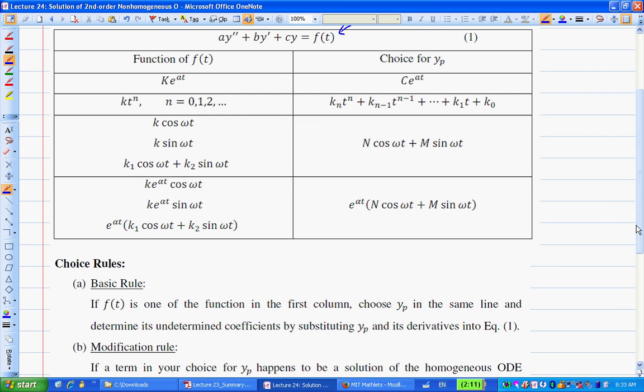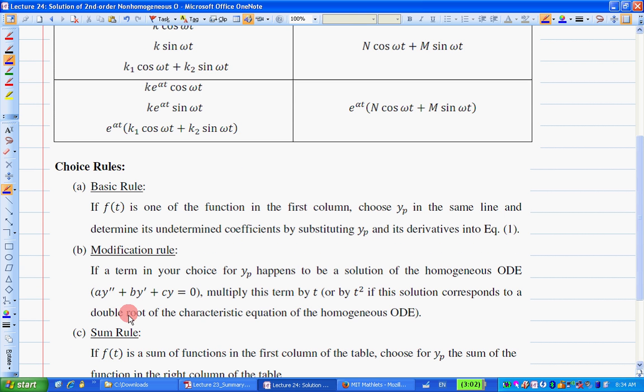The basic rule says you find your yp by giving an initial guess for the yp. The guess of the yp depends on the format of the function, the input f of t. If f of t takes any form in the first column here, then your yp will be picked correspondingly from this table. So that's your basic rule. And you have two other rules.